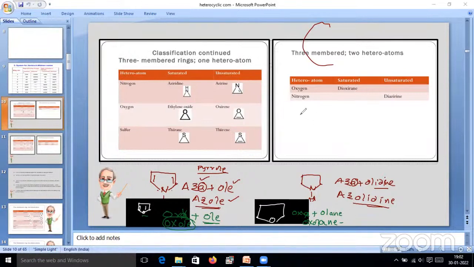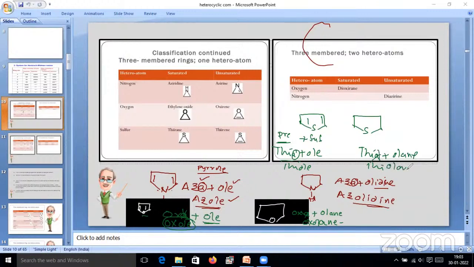Now this is sulfur. How can you write the IUPAC nomenclature for this 5-membered sulfur unsaturated and saturated system? First write the prefix, thia, plus OLE. You can remove the letter. Thiole is the IUPAC nomenclature. Thia plus OLANE gives thiolane. Thiolane is the IUPAC nomenclature.